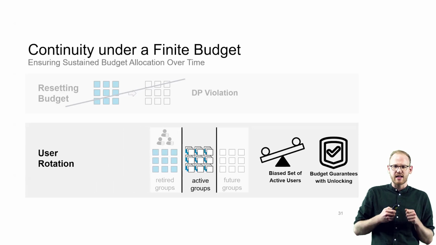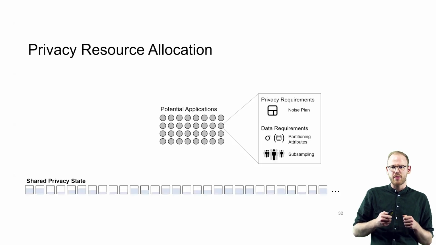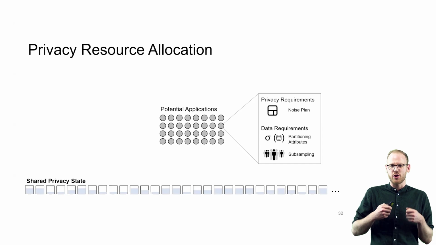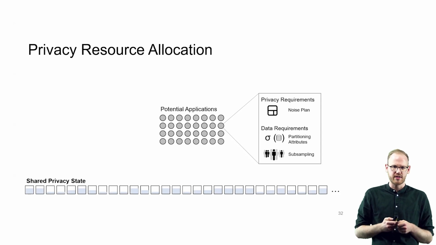Now, the insight is that these active groups of users can be seen as just another dimension in our blocking scheme. This allows us to utilize our existing privacy analysis approach and make it even more fine-grained. So let's get back to the resource allocation in our system. Given a set of requests, each expressing their privacy and data requirements, the question is which combination of requests do we allow, without violating the budget constraint from the shared privacy state.